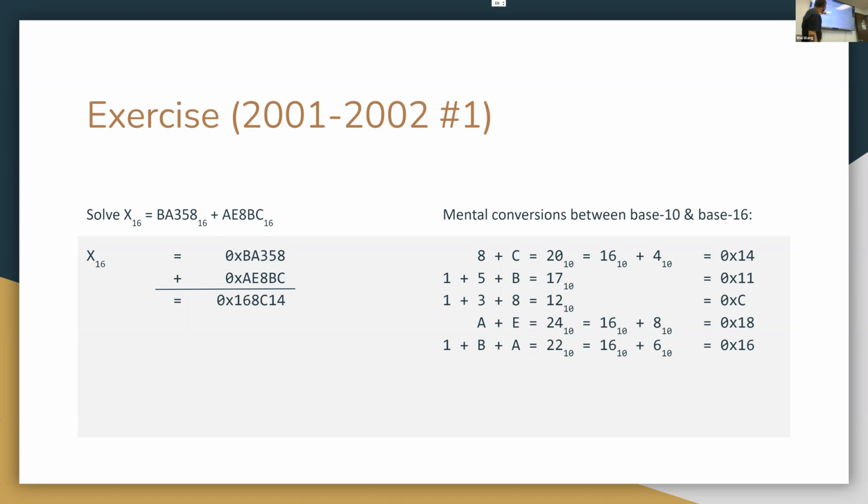Hexadecimal. So the next digit becomes 1 plus 3 plus 8, which is 12. 12 is C, right? So we don't have a carryover at this position, so it's C right here. So the next position is A plus E. A plus E, again, I don't have that in my head, but it is 24 in decimal, right? A is 10, right? E is 14, right?